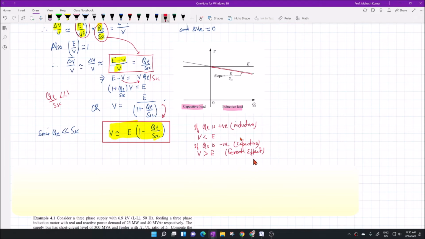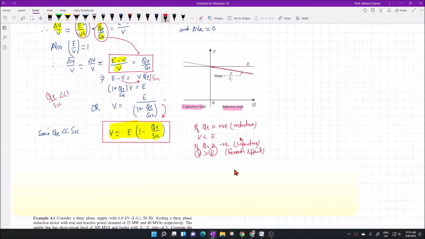The Ferranti effect says that if the line is lightly loaded, it becomes a capacitive circuit because the load is less and the ground capacitance becomes dominant, and hence the load becomes kind of a capacitance. So for that capacitive load, the receiving end voltage is more than the sending end voltage, and this phenomenon is known as the Ferranti effect.